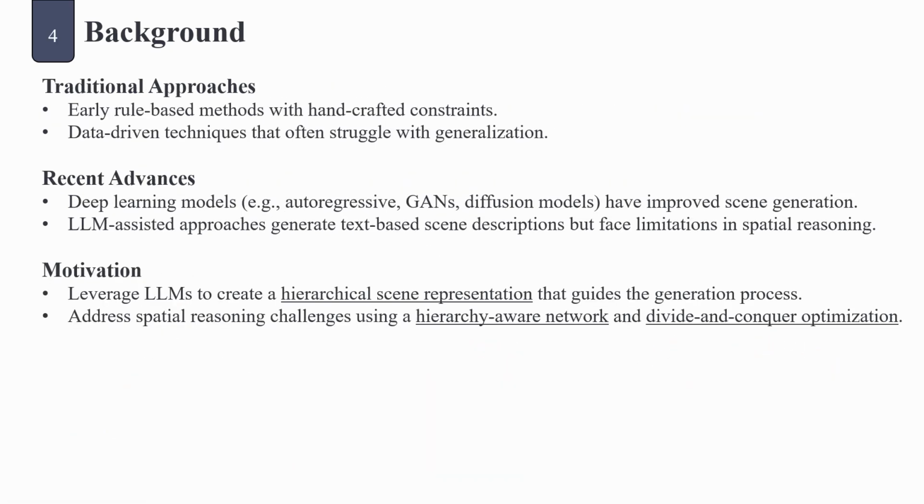Traditionally, approaches to scene synthesis relied on rule-based methods with handcrafted constraints, which were limited in their generalization. Later, data-driven techniques were introduced, though they still struggled with modeling complex scenes effectively. Recently, deep learning models such as autoregressive models, GANs, and diffusion models have improved scene generation. In addition, some LLM-assisted approaches generate text-based scene descriptions, but these methods face limitations in spatial reasoning.